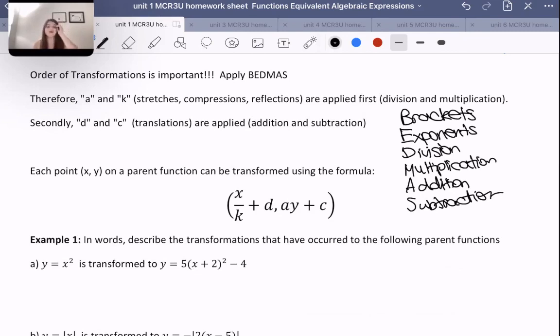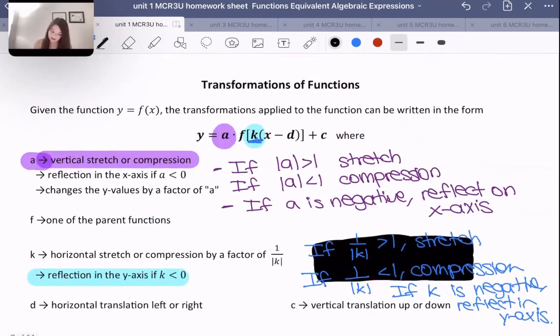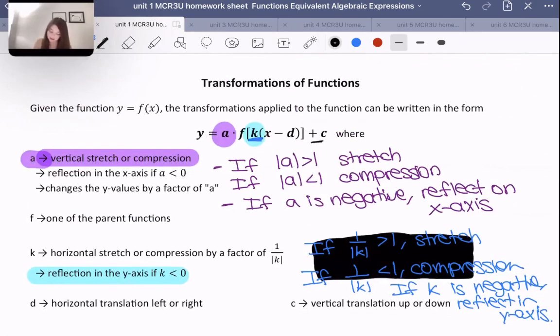First, we do everything that's in brackets, regardless what it is. Then we do all the exponents. Then we do the division and multiplication, and very last we add and subtract. And when we don't use BEDMAS, we could get the wrong answer, right? If I was to say, okay, I'm going to add the C first before I multiply the A up here, I'm going to get a different answer than if I multiply the A first and then added the C. And the correct answer is multiplying, then adding, right?